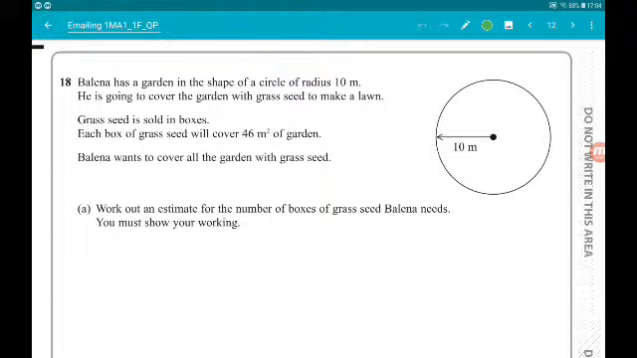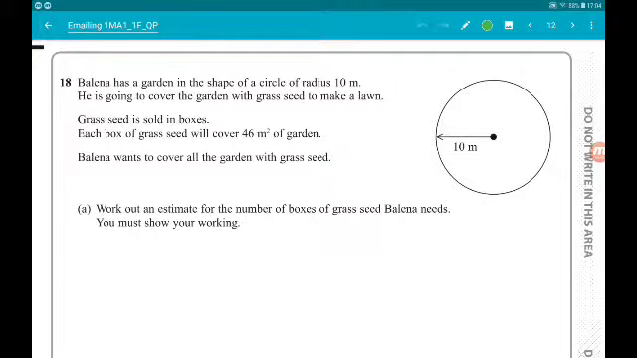Okay, number 18. Balina, maybe, has a garden in the shape of a circle of radius 10 meters. He is going to cover the garden with grass seed to make a lawn. Grass seed is sold in boxes. Each box of grass seed will cover 46 meters squared of garden. Balina wants to cover all of the garden with grass seed. Part A wants us to work out an estimate of the number of boxes of grass seed Balina needs. You must show your working.